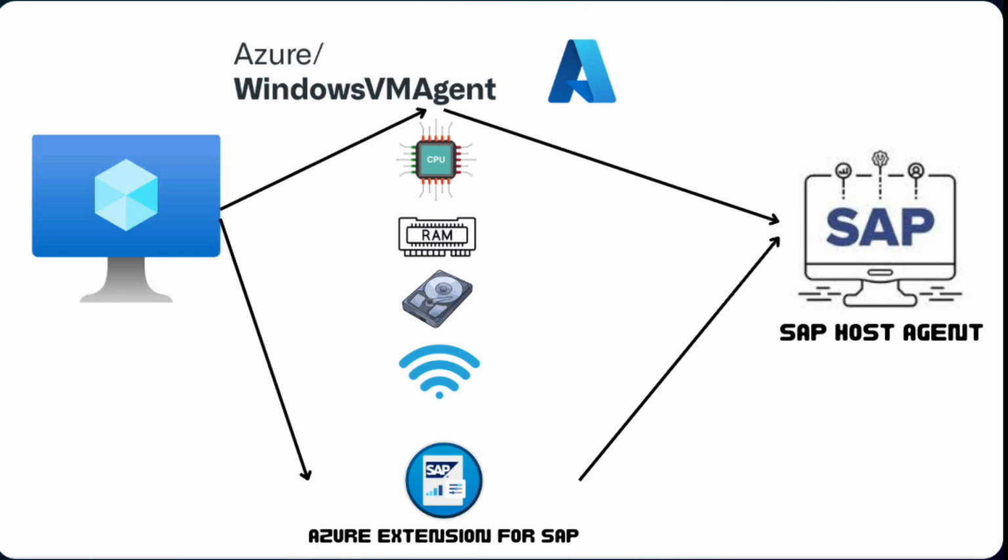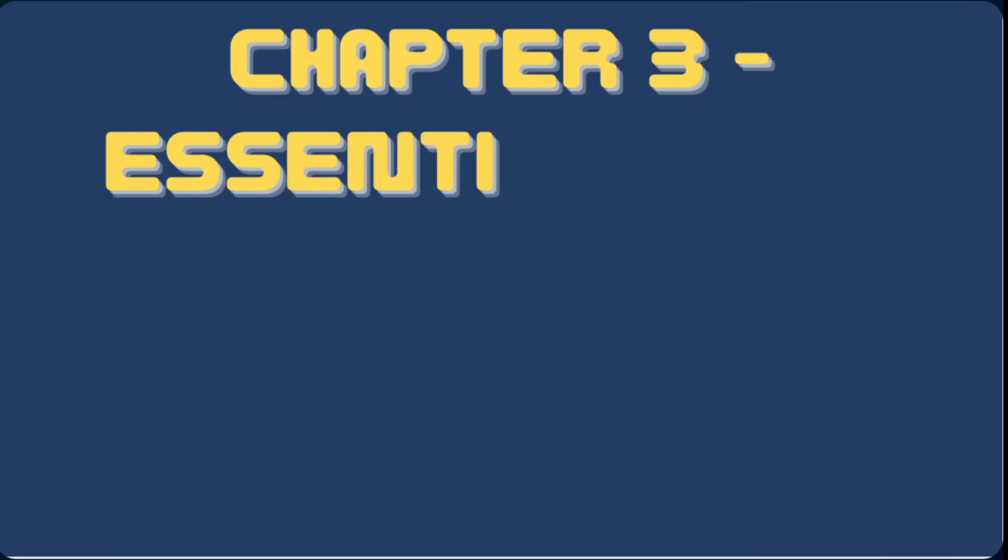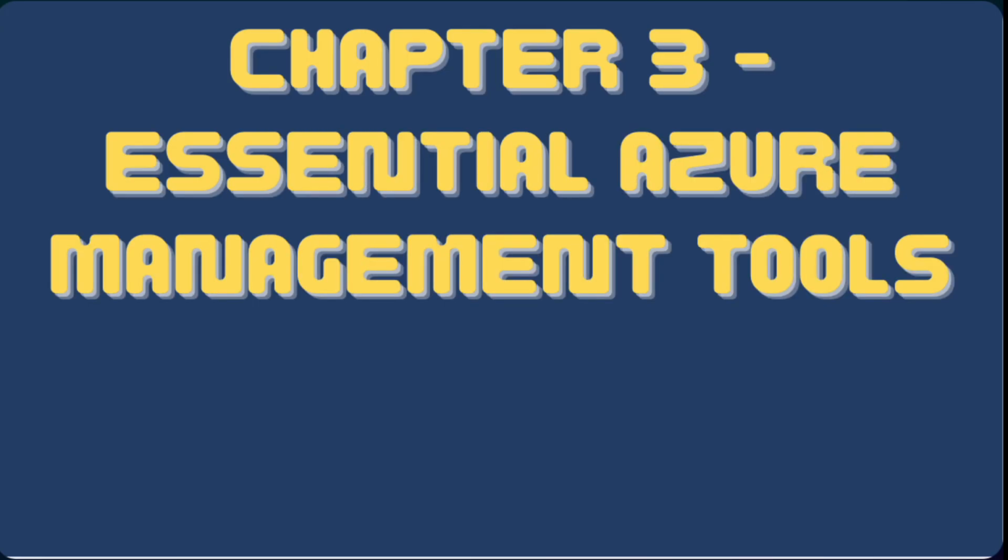The Azure VM needs an active internet connection to access the Azure extension pool, something which we need to keep in mind. And SAP enhanced monitoring via the enhanced SAP Host Agent must be deployed. So now we have a view of the Azure VM Agent and Azure Extension for SAP. What are the other tools which are available for monitoring? Which brings us to Chapter 3, Essential Azure Management Tools.